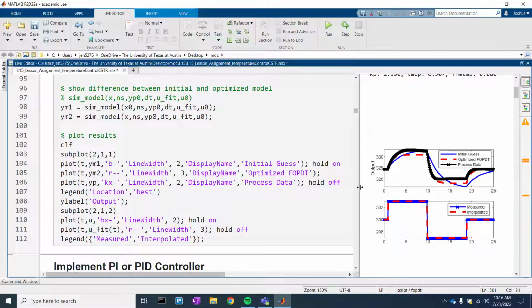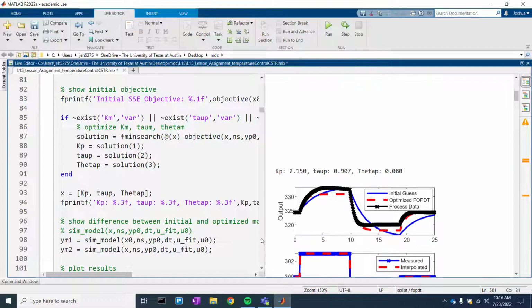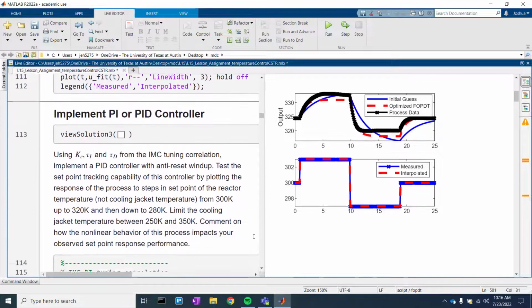You'll notice our initial guess, the main thing with our initial guess is that it doesn't account for the process time very well. We account for the process time, the degree to which the FOPDT fit could be optimized. We probably could tell the solver to take longer to solve, but it does a good job. So the gain is a little bit off, is what I'm trying to say, but the process time does a good job of approximating the behavior.